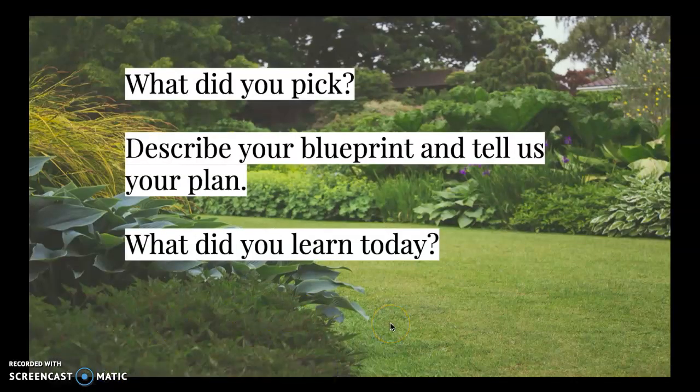So in your discussion, I want you to make a video telling me what you picked, describe your blueprint, tell me your plan, and then talk about what you learned today. I'll upload this as well, but you're going to design a blueprint, which means you're going to draw out what your garden is going to look like. You're going to label the different parts of your garden. So you're going to label the water feature, the trees and the plants and the flowers, the place to sit. You're going to tell me all about that, and you're going to show it to me in the video that you make.